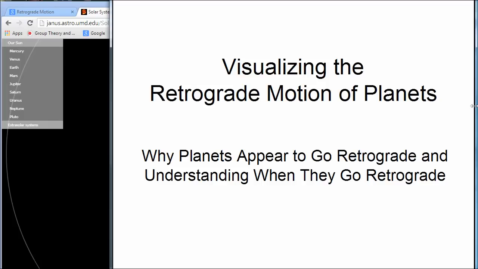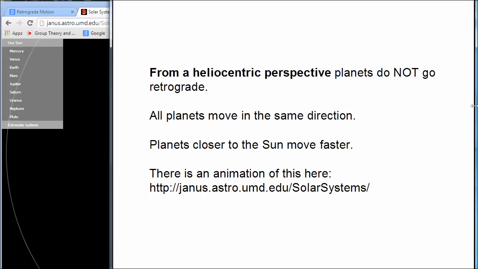Hello, our topic is visualizing retrograde motion of planets. We're going to learn why planets appear to go retrograde, and we will understand when they go retrograde. Just to make this clear, I'm sure this is obvious to almost all of you, from the heliocentric perspective, planets do not go retrograde. Planets are moving in the same direction.